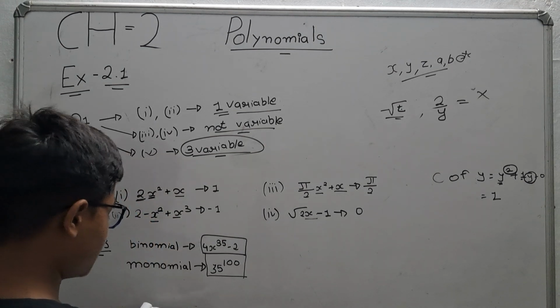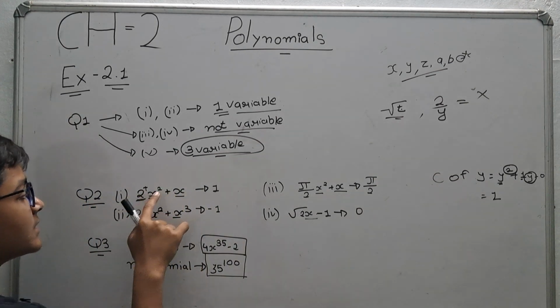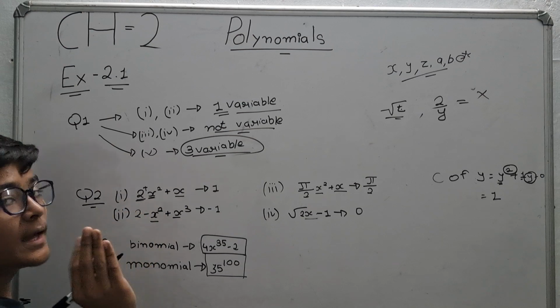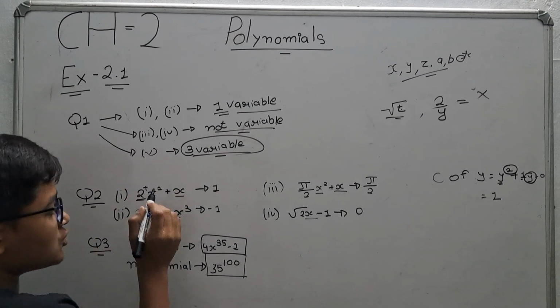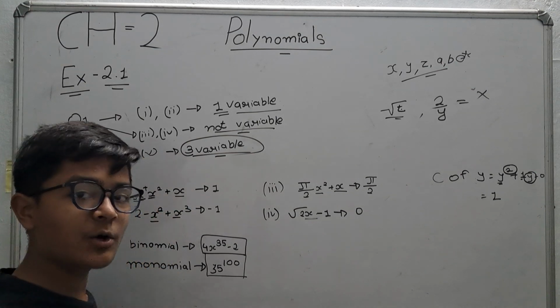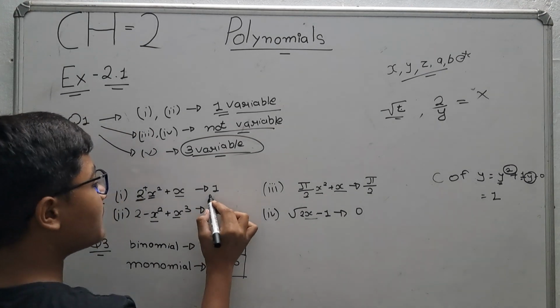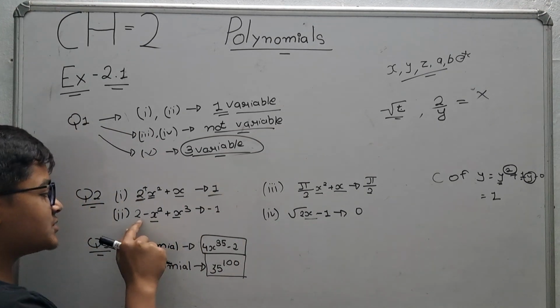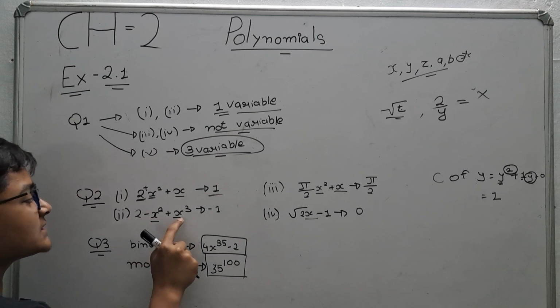Okay, here the plus sign is there. Here, x square plus 2. Here, 2 plus x square plus x. In front of x square there is no number or anything, so we will put plus 1. And then downwards you can see 2 minus x square plus x cube.